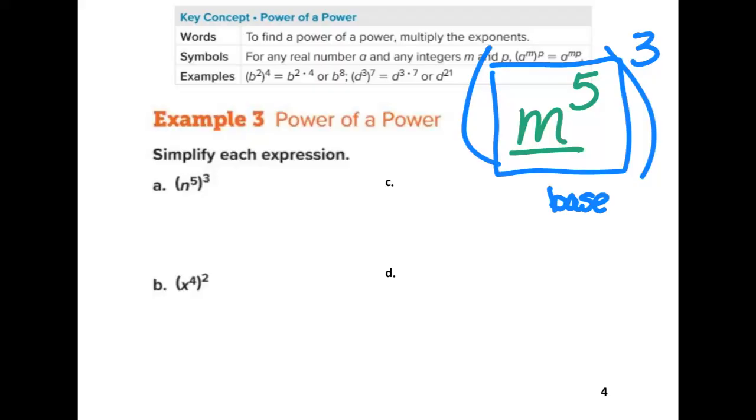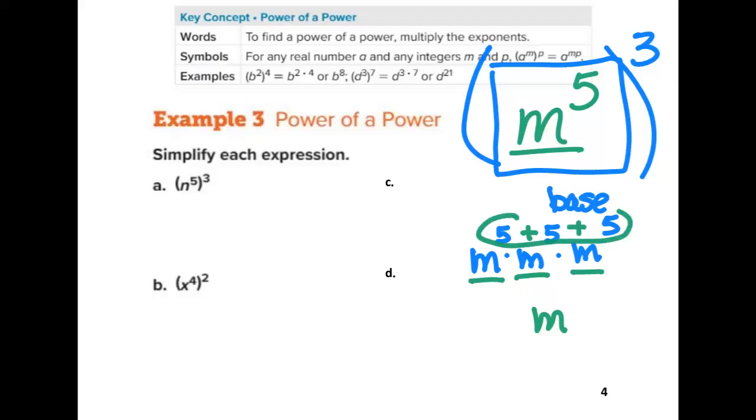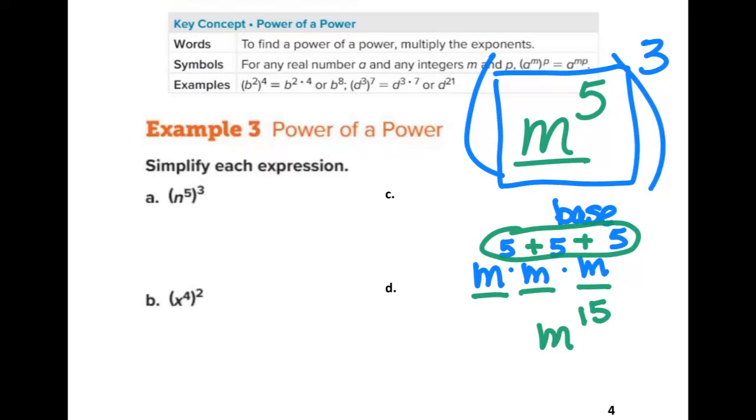Yes. Everything that's in parentheses. So in this case, m to the fifth power raised to the third power would mean m to the fifth times m to the fifth times m to the fifth. Right? It means we take m to the fifth times itself 3 times. And we just learned when you are multiplying powers that have the same base, you keep the base and you add the exponents, right? So the final answer here would be m to the 15th, right?